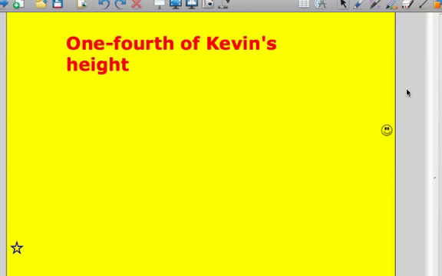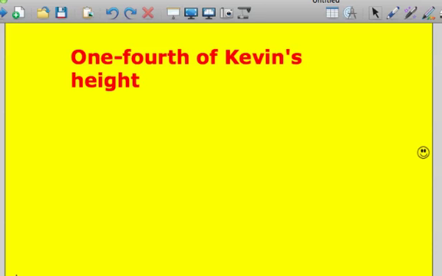This right here is an example of a problem we've been working on in class. We have to find an algebraic expression for this. So it says 1/4 of Kevin's height. Now an algebraic expression, all that is, we have a number, or a constant as we call it in class, a variable, which is like an unknown amount. So in this case, the unknown amount is Kevin's height. We don't know how tall he is.